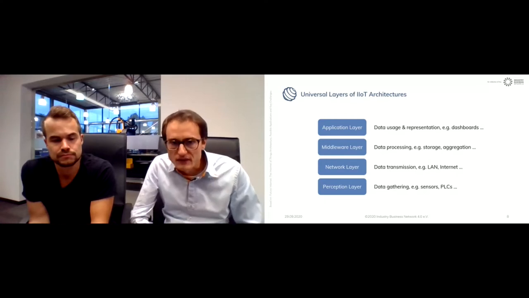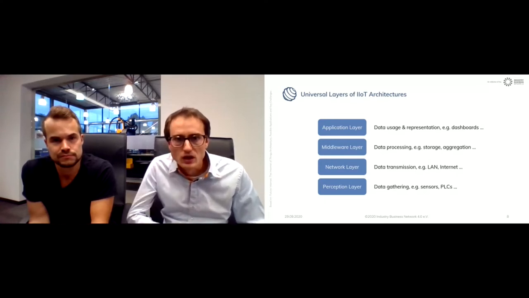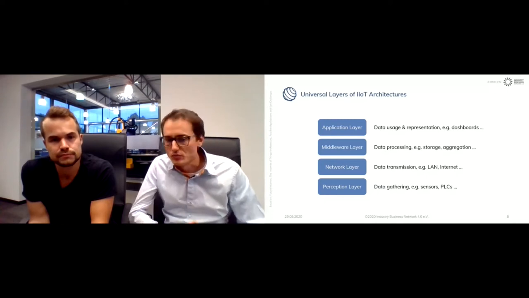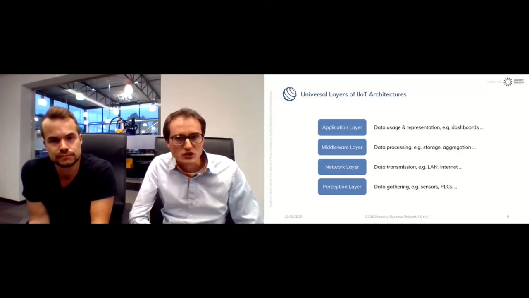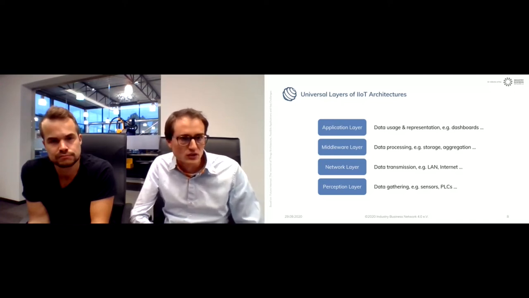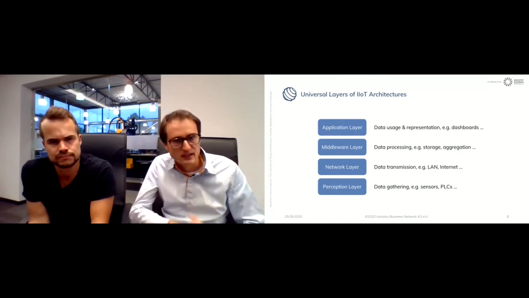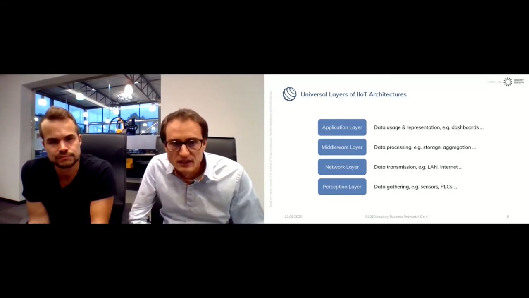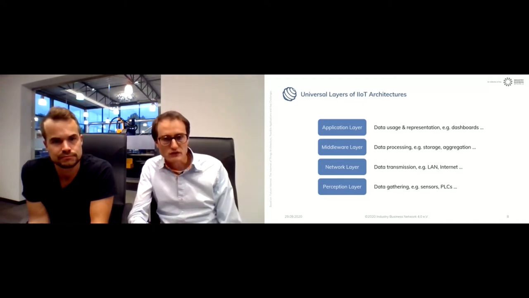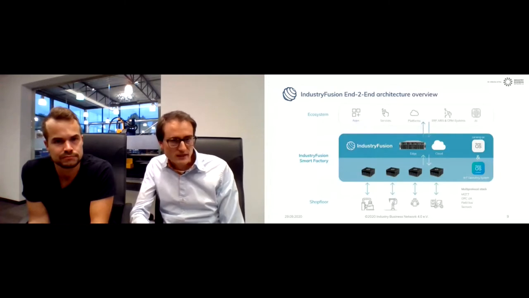For the highest level, the application layer, you are on the usage layer, where you would present this information, where you have dashboards, where you have, for example, applications which use the data that you achieved on the shop floor and so on. So that is the basic theoretical architecture which we use as a basis for our solution, IndustryFusion. So let's have a look.